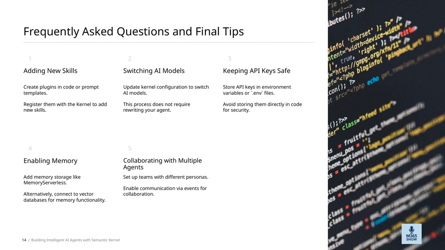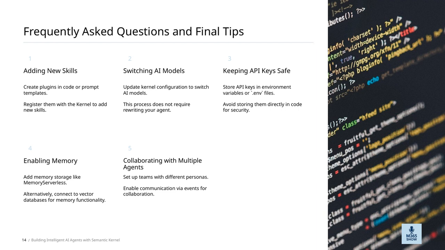When it comes to enabling memory in your agents, you have a couple of options. You can add memory storage like memory serverless, which is easy to set up, or connect to vector databases for more robust memory functionality. This helps your agents remember past interactions and improve over time. Security is always a priority, so remember to store your API keys securely. The best practice is to keep them in environment variables or use env files, rather than hard-coding them directly into your code. This way, your keys stay safe and your code remains secure.